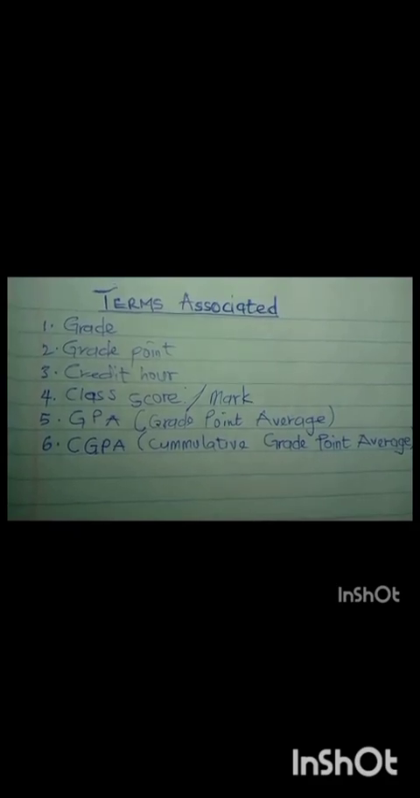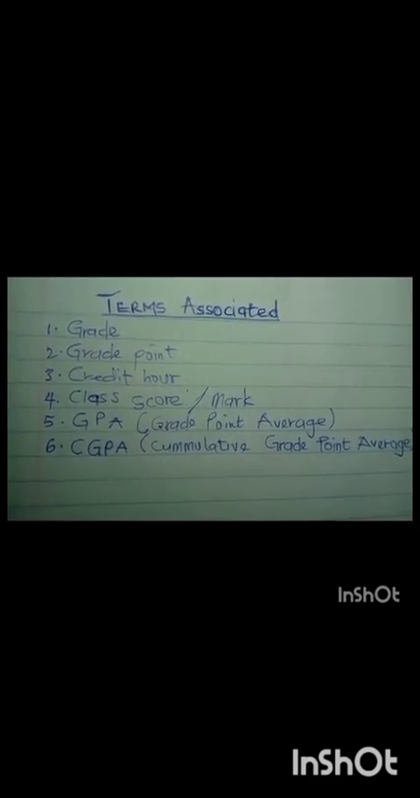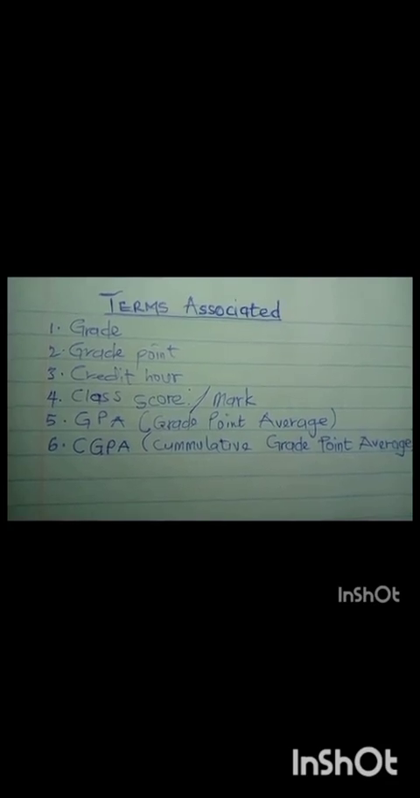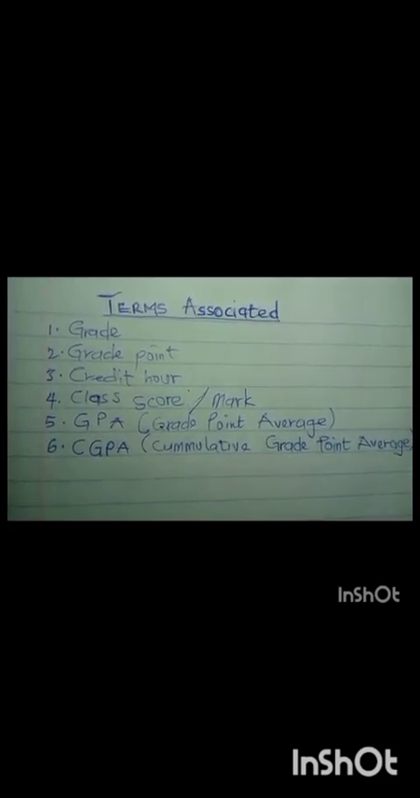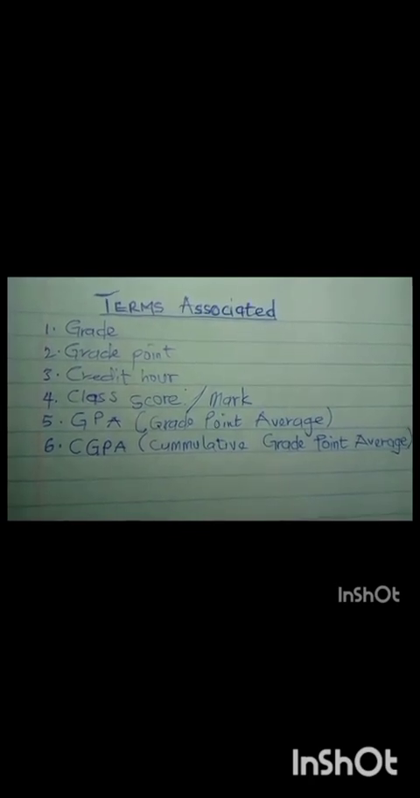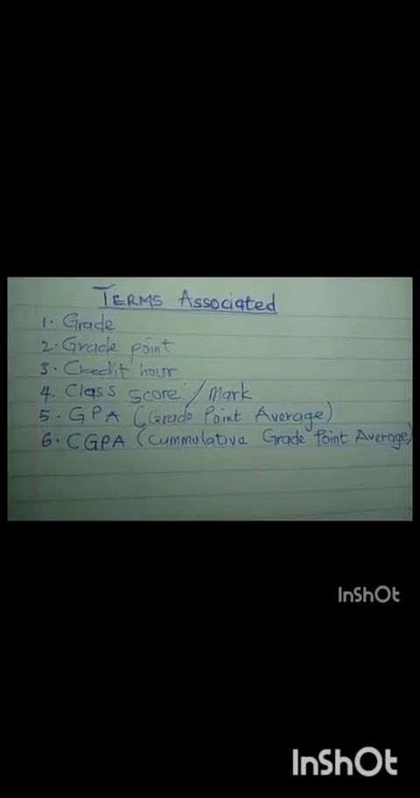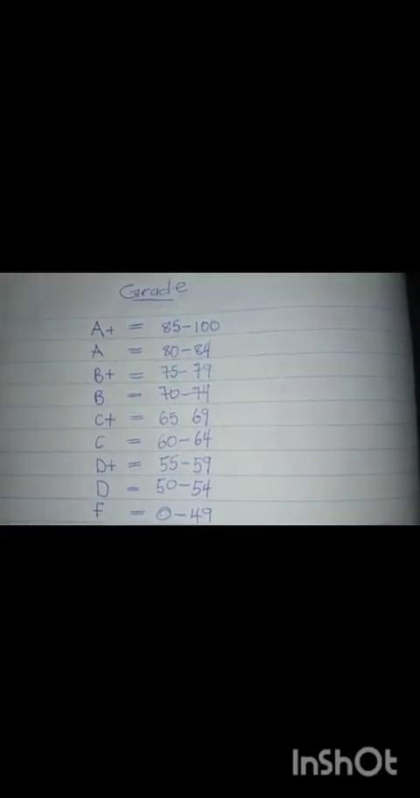Before we go to the table, these are some terms associated with grade point average or GPA calculations. We have 1, grade, 2, grade point, 3, credit hour, 4, class score or mark, 5, GPA or grade point average, 6, CGPA or cumulative grade point average. We'll be taking the terms one by one before we go to the table. So 1, let's take a grade. Let us check our grade.